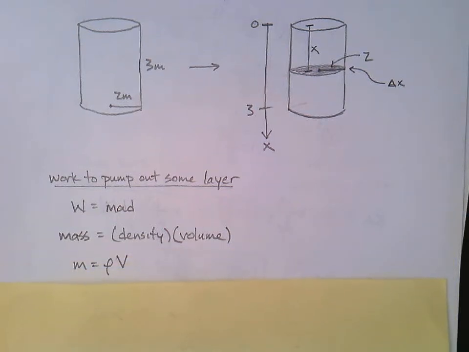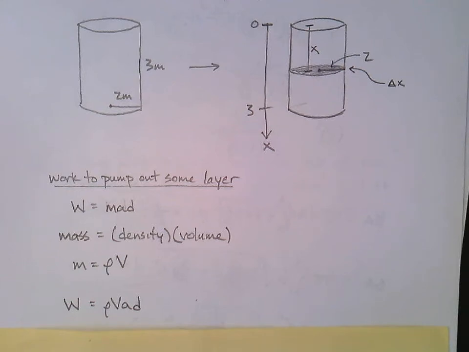So we're going to use some familiar looking variables there. We're going to say m equals rho times capital V. Mass equals density, we use the rho, we've seen that, and volume is capital V. Okay, so put it all together, and work equals rho times V times A times D.